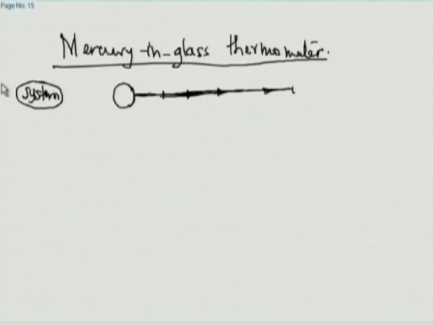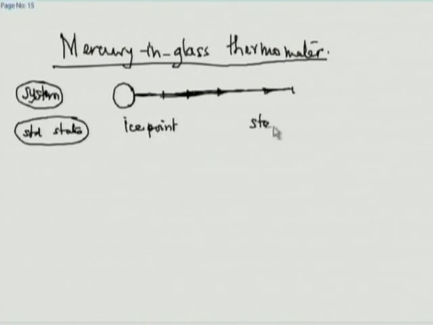The second step, standard states. Here classically we have, say, the ice point and the steam point. The ice point is a system containing water in which both the solid phase and the liquid phase are in equilibrium and the pressure is 1 atmosphere.